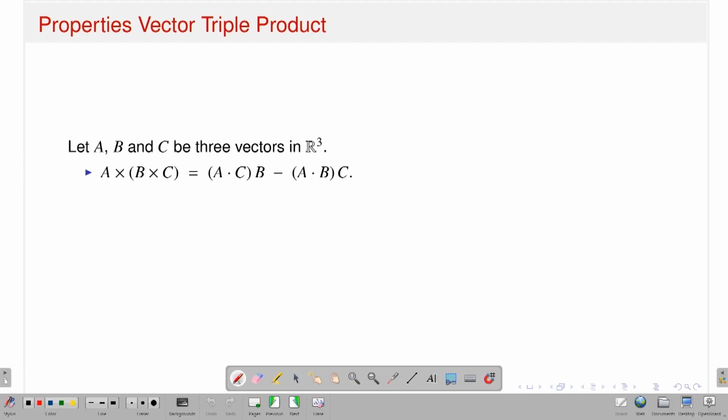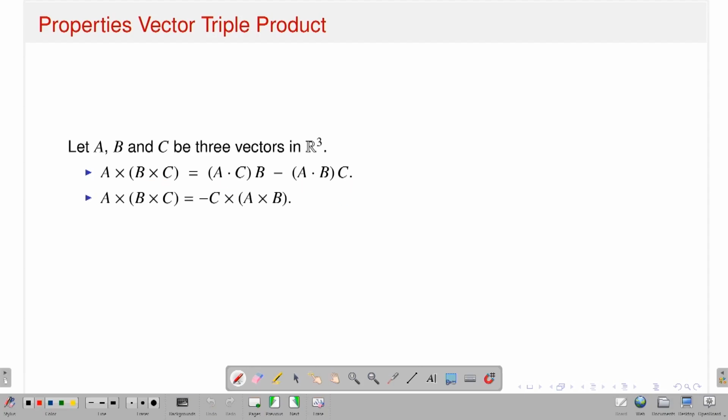The property of the vector triple product is this: A cross B cross C, that is cross product of A with the vector B cross C, is equal to A dot C, this is a scalar quantity, with scalar multiplication with B, minus A dot B, which is a scalar. So, that scalar is multiplied with the vector C, this is a scalar multiplication. Okay. So, A cross B cross C is equal to A dot C B minus A dot B C.